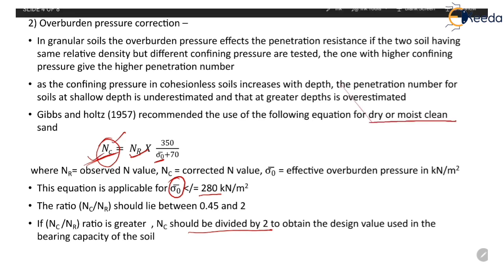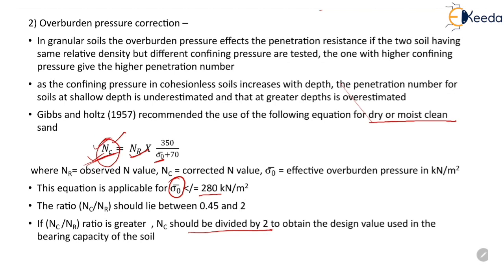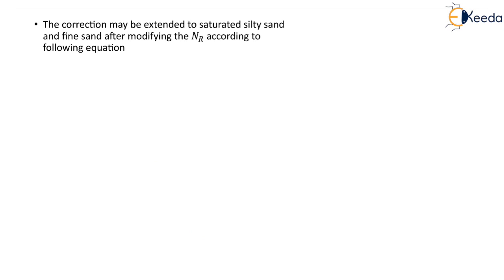So this corrected value of Nc will not be the final corrected value. We will have to apply a further correction for dilatancy. This correction can be extended to saturated silty sand and fine sand after modifying the Nr according to this equation, which is the equation for overburden correction. So this corrected value will be subjected to further correction, which is dilatancy correction.